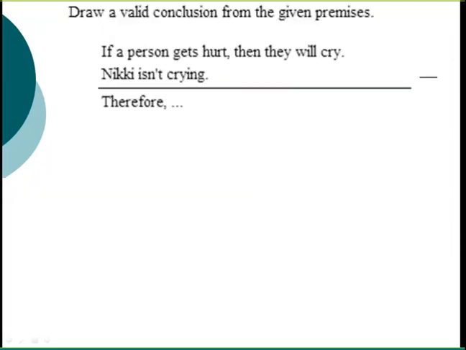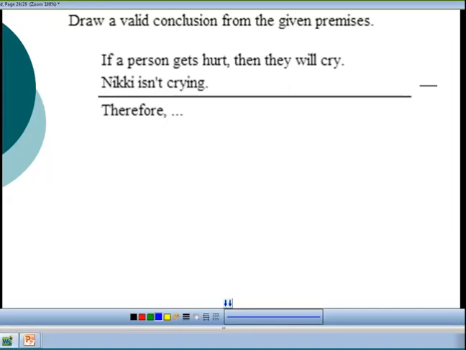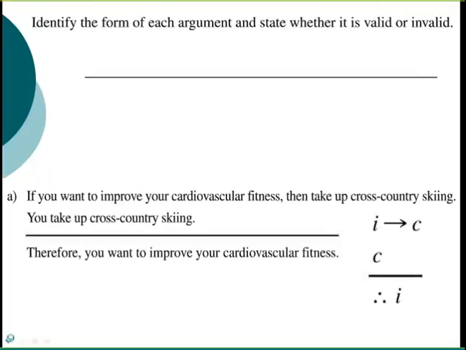So let's draw a valid conclusion from the given premise. Okay? If a person gets hurt, then they will cry. Nikki isn't crying. So what this is doing, let's draw it out first. We've got, if a person gets hurt, then they will cry. Nikki is not crying, so she's not doing this. So what this would mean, based on one of our arguments before, she is not a person who got hurt. So let's look at whether that's actually what our laws say.